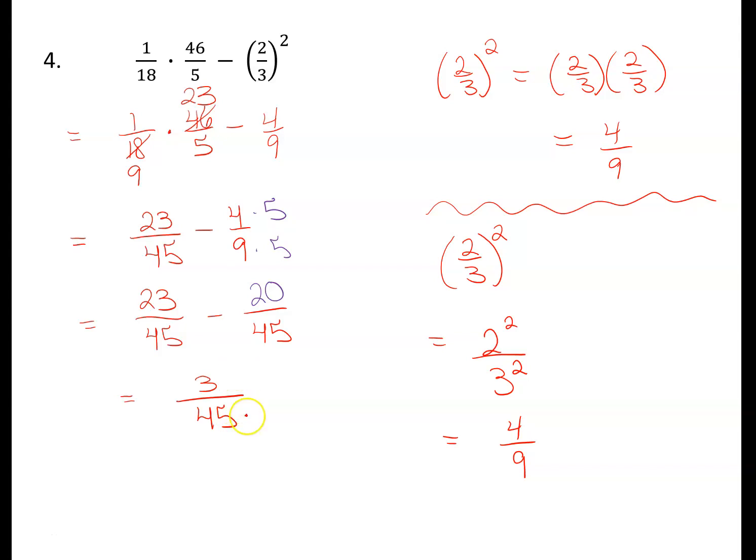And you might not recognize this, but you actually can, because 45 is divisible by 3. Remember our rule, if we add the digits, 4 plus 5 gives us 9, and since 9 is divisible by 3, then 45 is. So we can divide top and bottom by 3, which will give us 1 over 15. And that will be our final answer in lowest terms.